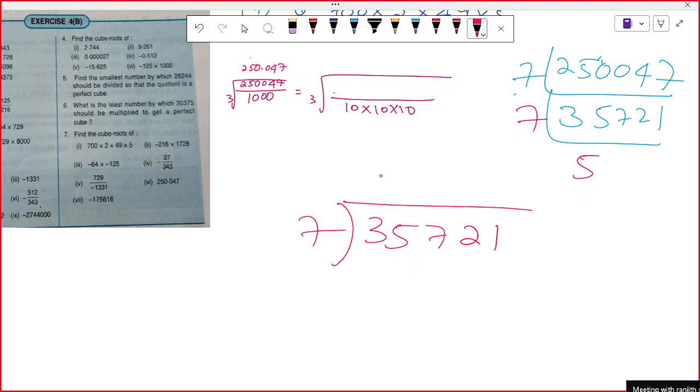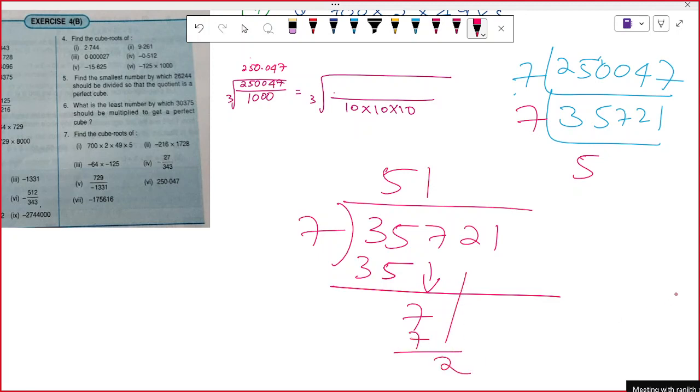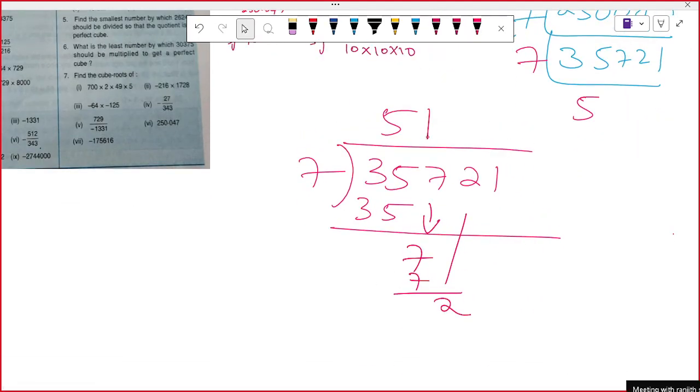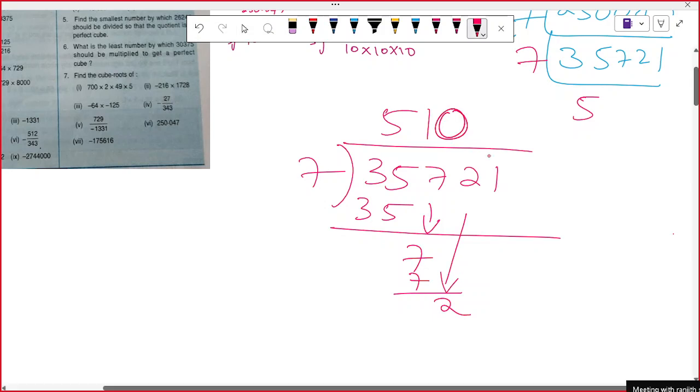35721 divided by 7. How do you divide this? 7 fives are 35. All of you look at the screen. Bring down 7, then 513. Then bring down 2. Is 2 divisible by 7? No, sir. So what do you have to do? Add a 0 and bring it down. Correct. If you don't add 0, you will just get 513. That is wrong. Okay, add a 0. Bring 1 down.